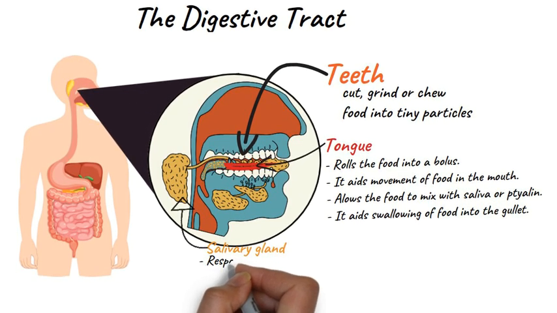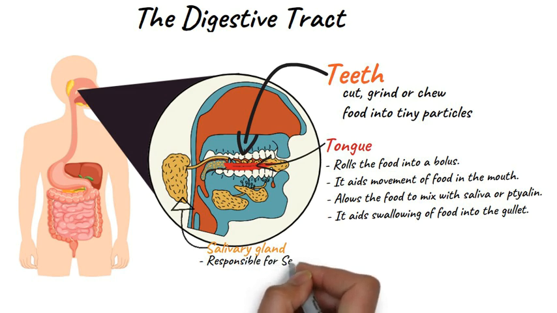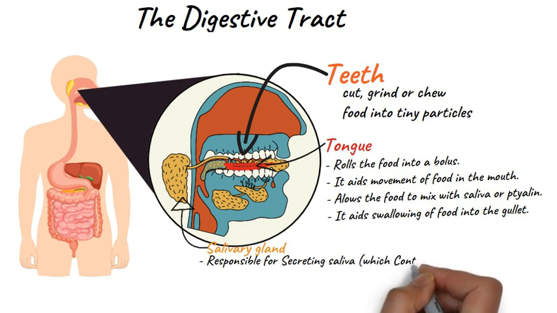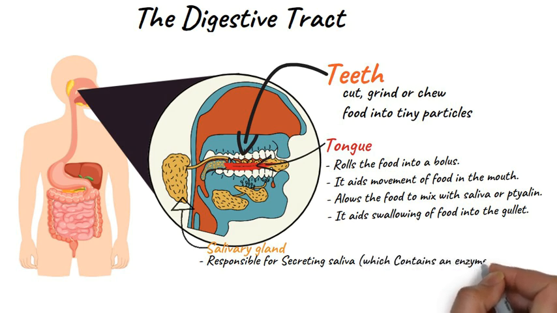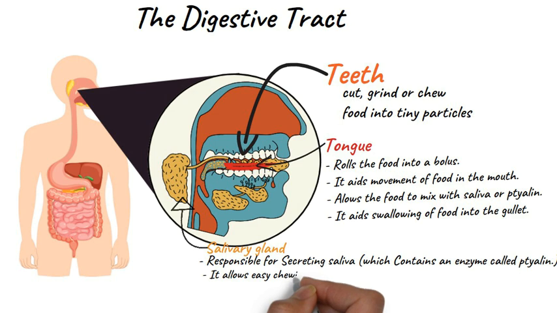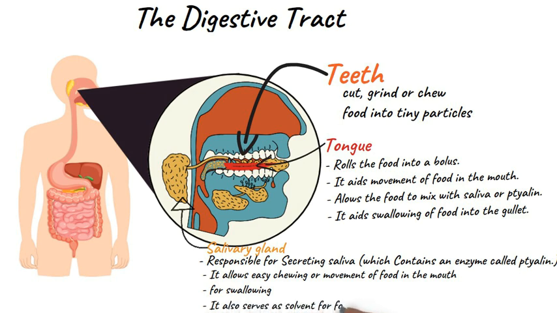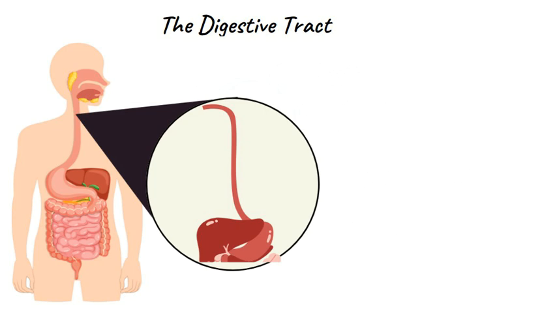The salivary gland, which you can see right here, is what is responsible for the secretion of saliva. And the saliva contains an enzyme called Ptyalin. Ptyalin breaks down starch into maltose, which is later swallowed into the gullet in form of a bolus. The saliva allows for easy chewing or movement of food in the mouth for swallowing, and it also serves as solvent for food.